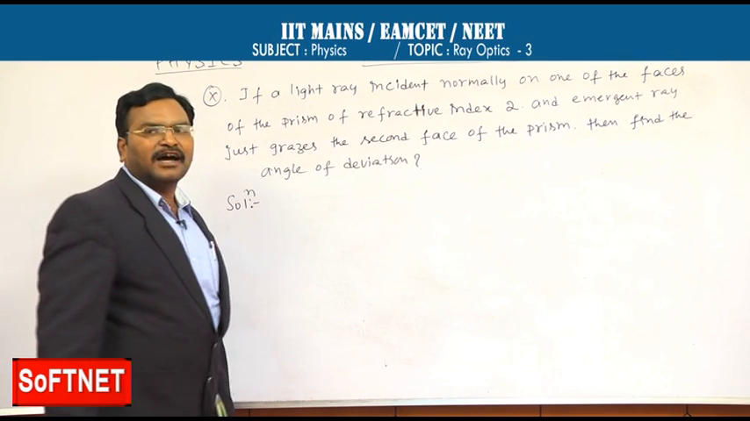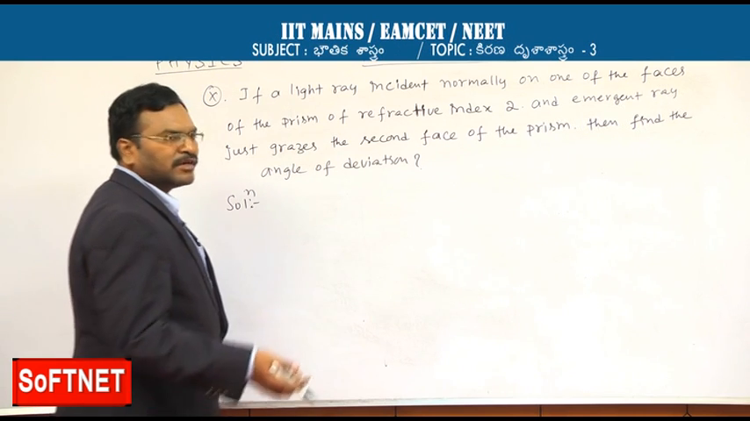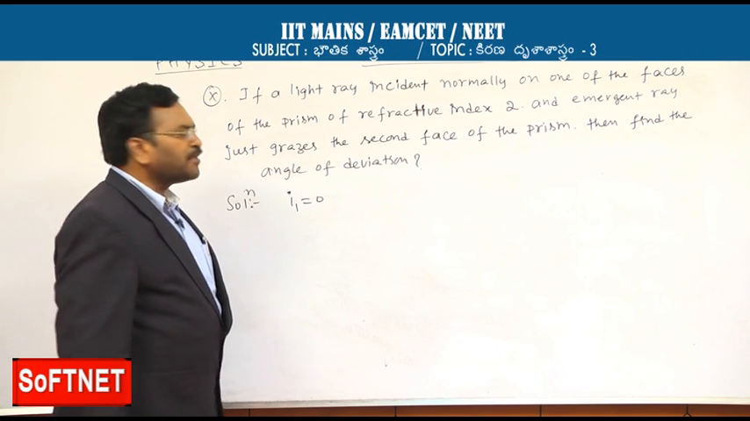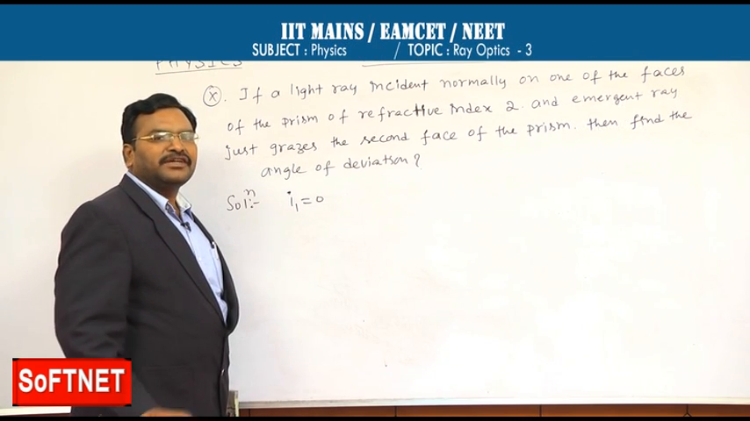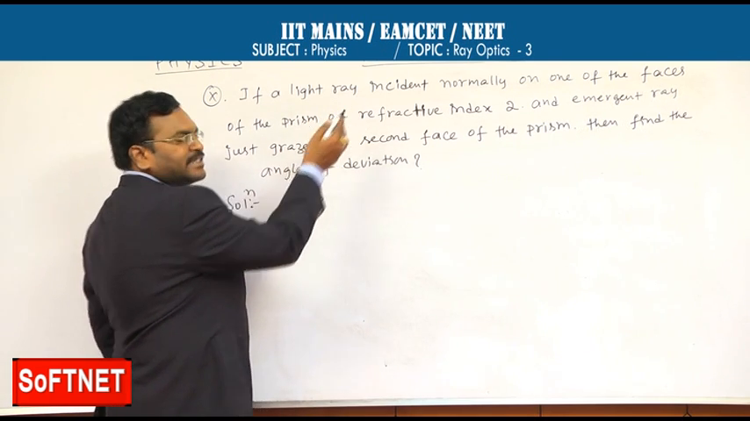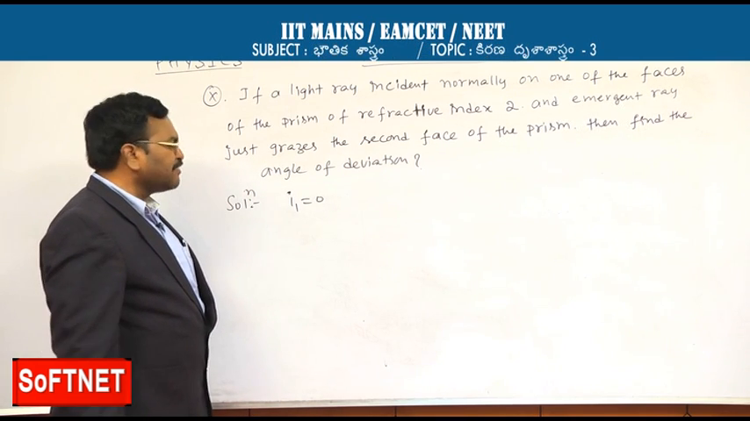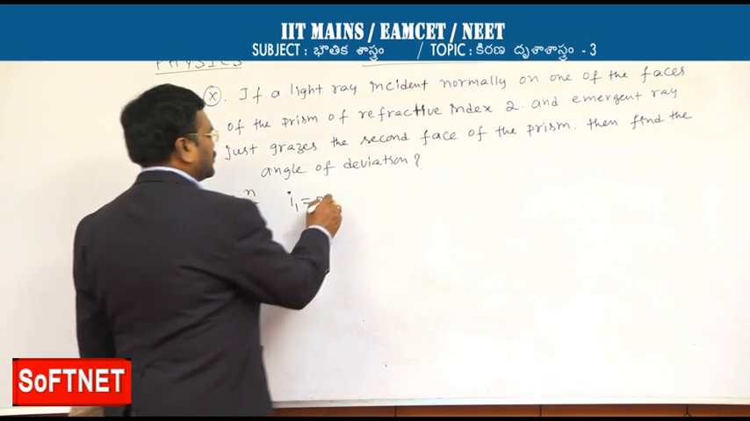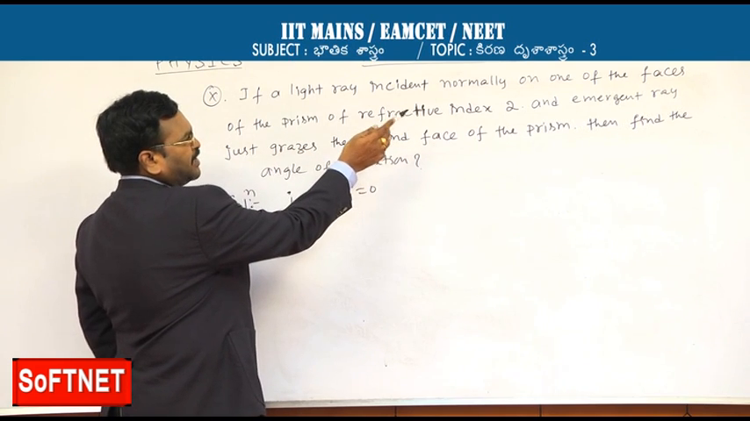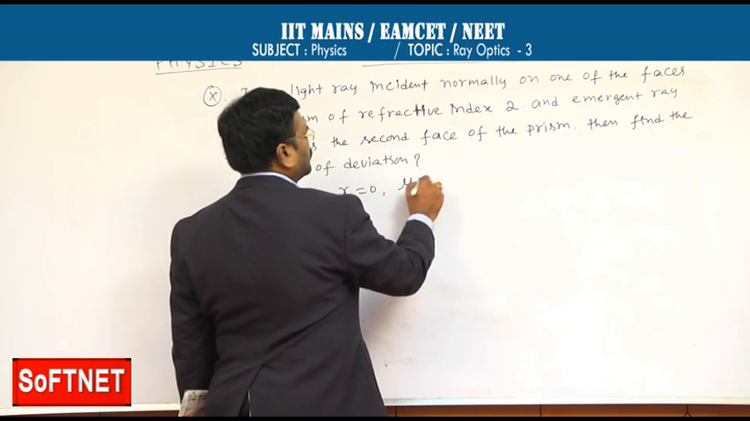Now look here. If a light ray is incident normally on one of the faces of the prism, normal means what? I already told you that the angle of incidence is 0. Since you are doing problems within a short period, there is no need to draw diagrams. A ray of light incident normally means the angle of incidence is 0 and the angle of refraction is also 0. I1 is 0, R1 is 0. It is incident normally on one of the faces of the prism of refractive index 2. Mu is equal to 2.